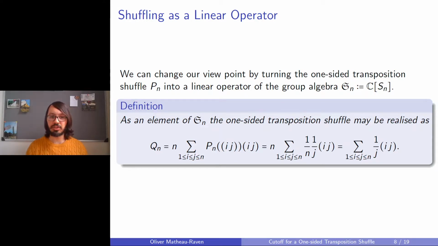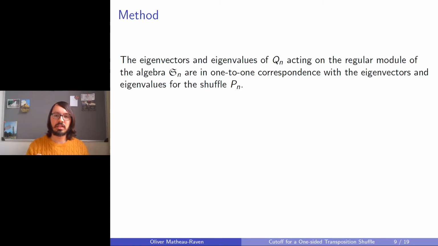I don't want you to get confused. Qn and Pn really do denote the same shuffle, just viewed from two different angles. And in fact, we can say that the eigenvectors and eigenvalues of Qn acting on the regular module of our group algebra are in one-to-one correspondence with the eigenvectors and eigenvalues for the shuffle Pn. So they really do behave the same way, and the eigenvalues for one give us the eigenvalues for the other. This hasn't reduced our problem at all, it's just changed our viewpoint.